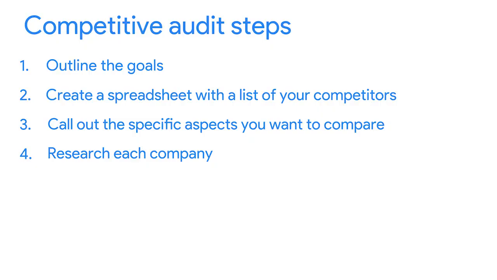After you've collected all the information in your spreadsheet, it's time for step 5, analyze your findings. Try to spot trends and themes. Ask yourself, what are the similarities between you and your competitors? Is there a certain aspect that your competitors all approach in the same way?